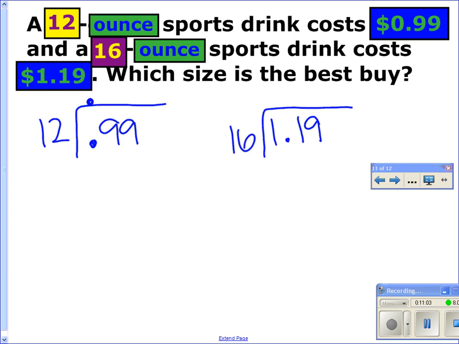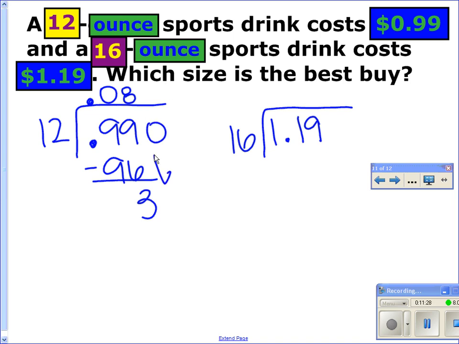Bring your decimal straight up over here. 12 cannot go into 9, so that's a 0. 12 goes into 99 8 times. 8 times 12 is 96. Subtract, you get 3. We know that money in America is to the hundredths place. However, we're going to solve to the thousandths because we have to round to the hundredths place. And we know we always look to the right.